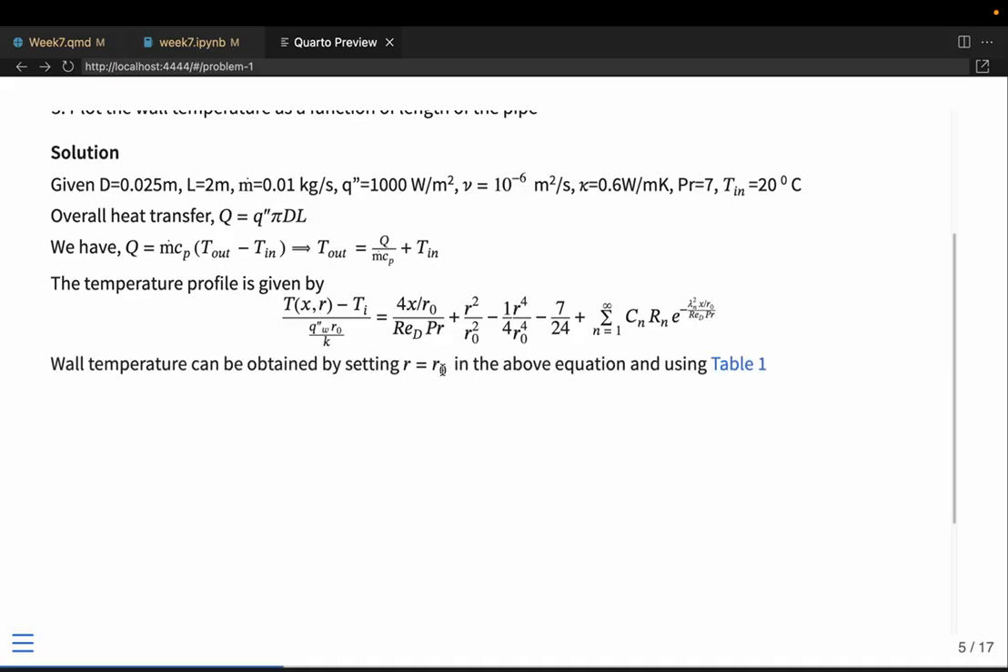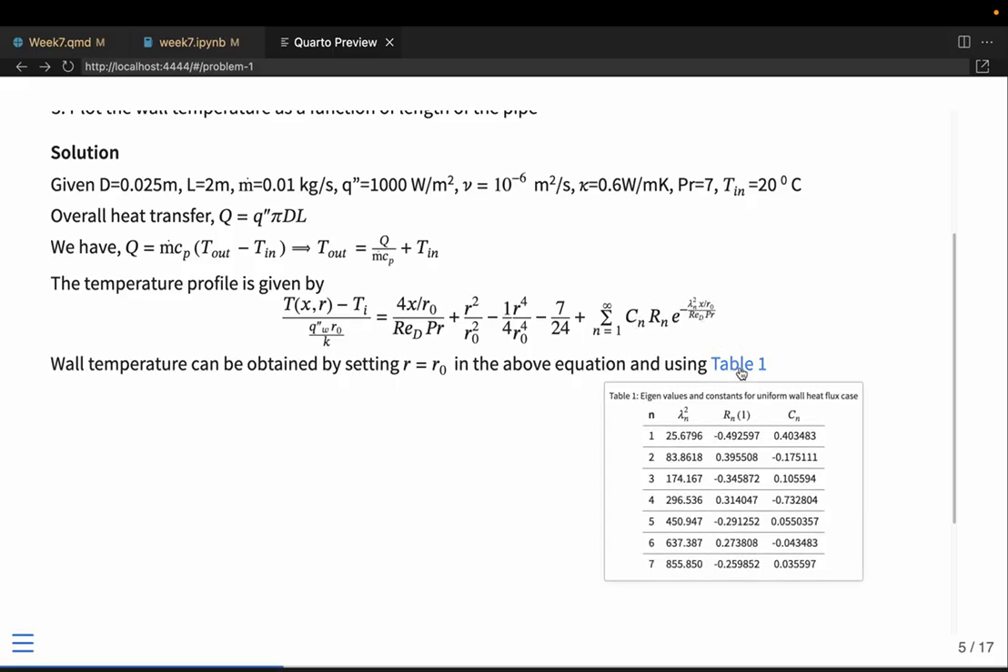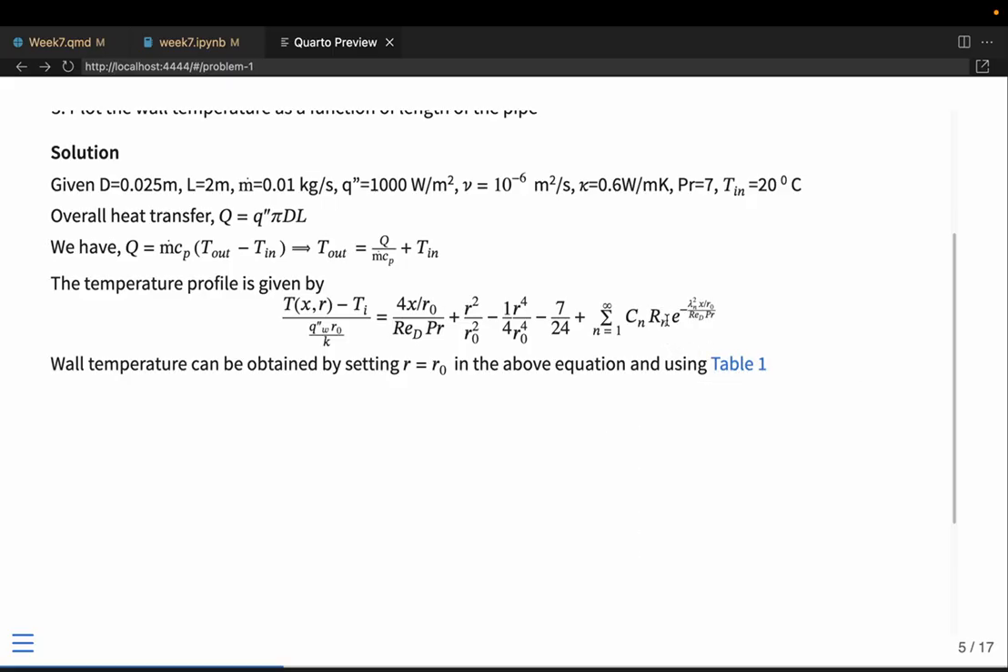Once you have r equal to r naught, then you have to evaluate the other terms. As a function of x, you have to evaluate these terms continuously. You have to use the values of lambda and c and rn. You can use that from whatever table I have shown you before. You can substitute those values in the summation. There are 7 terms, so you can substitute all the 7 terms. Okay, there is a mistake here. This should be rn of 1.